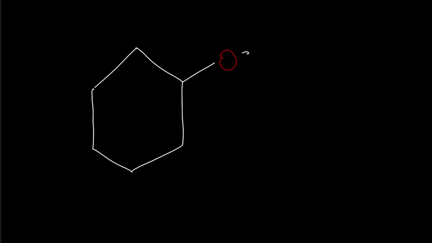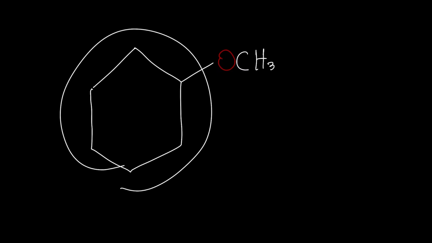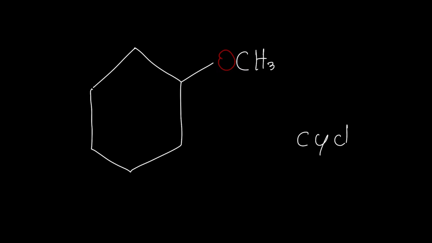Now let's say we have a ring, in this case a cyclohexane ring, attached to an ether. What do we do? So we know that this is called cyclohexane, as I just said. And since we only have one substituent on a ring, we don't need to number it. This is called methoxy, so we're just going to put methoxy cyclohexane.